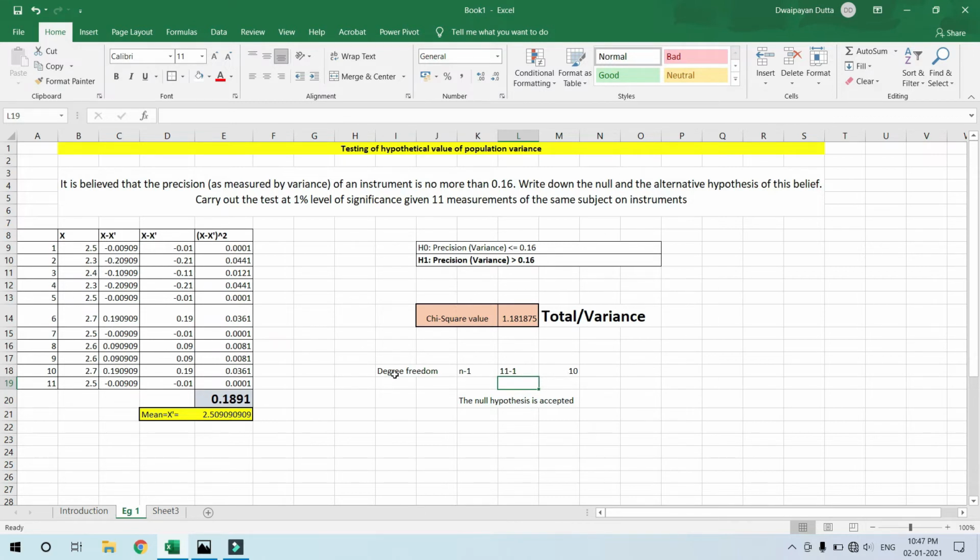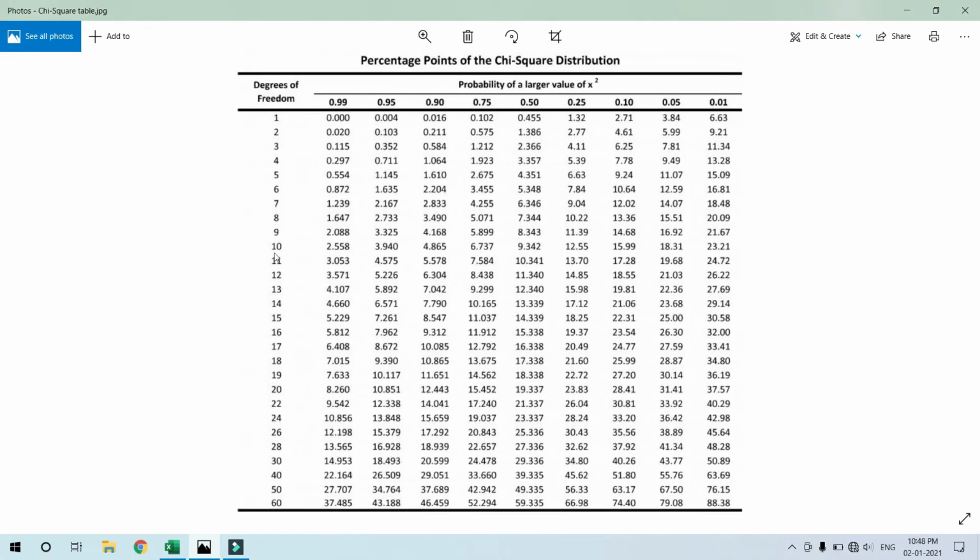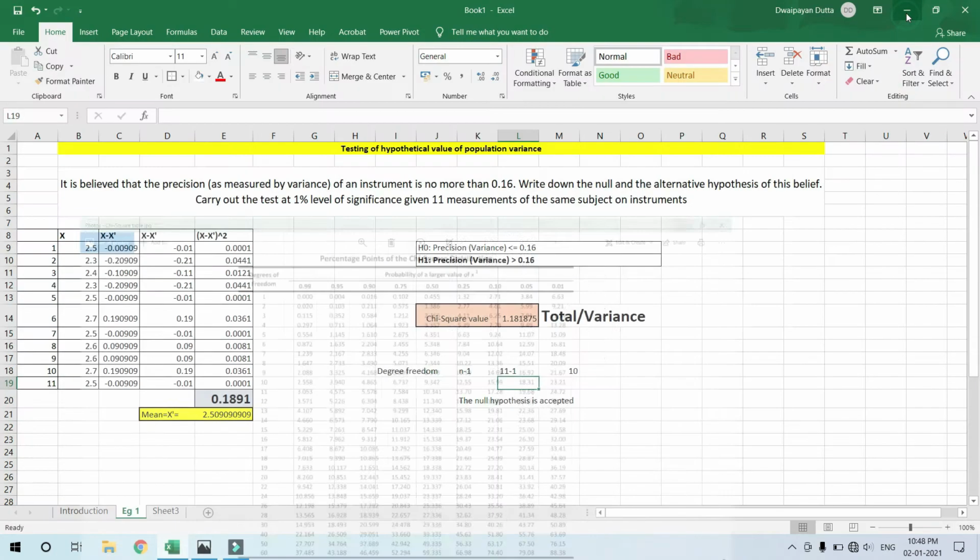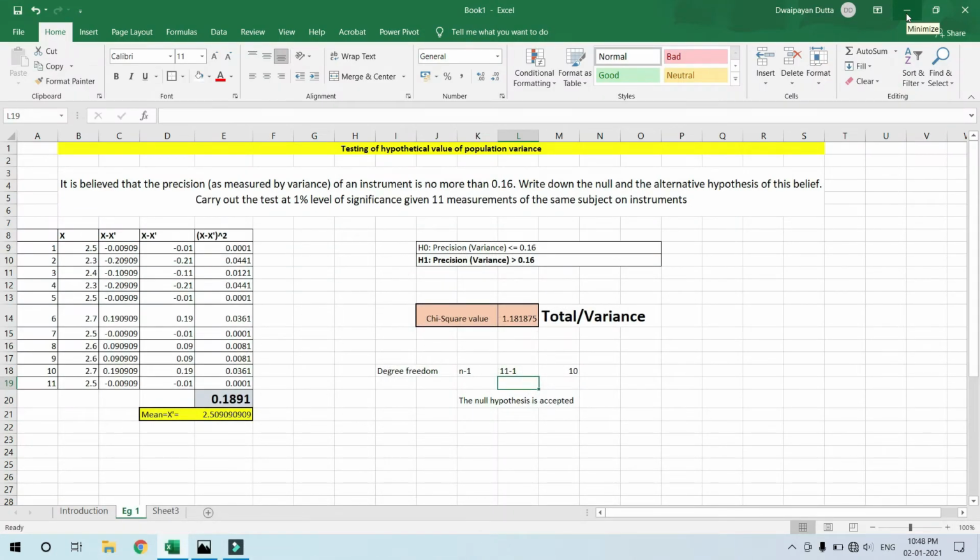So I hope you understand how I have got this value. I have got the value of the calculated chi-square and the observed chi-square. What is supposed to be here? The degrees of freedom is 10 and 1% level of significance, it is 23.21. So we are accepting the null hypothesis, that is the precision value is less than or equal to 0.16.